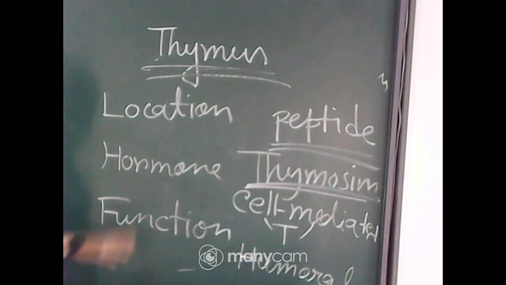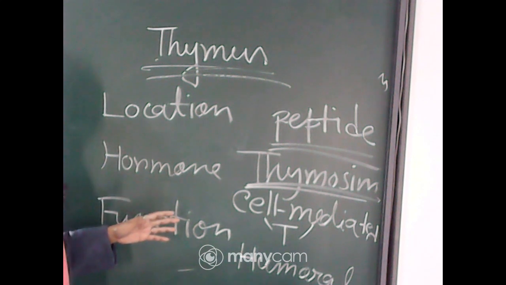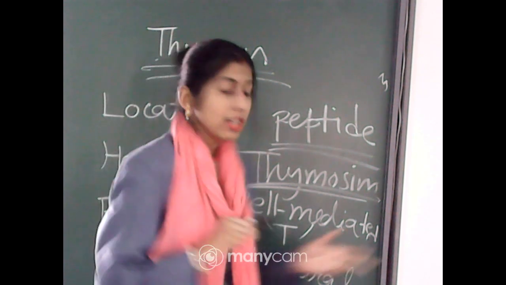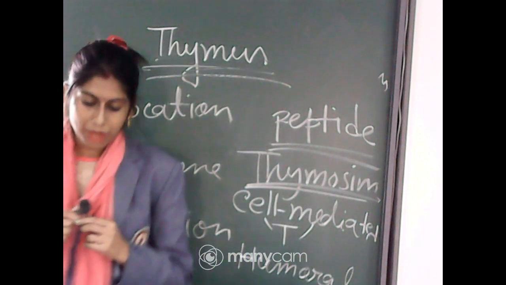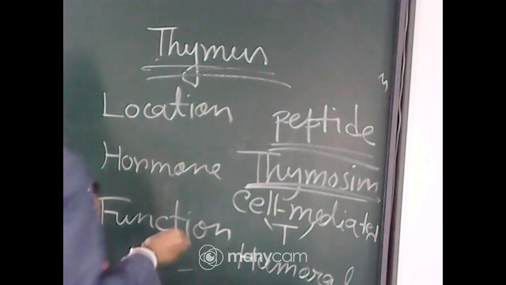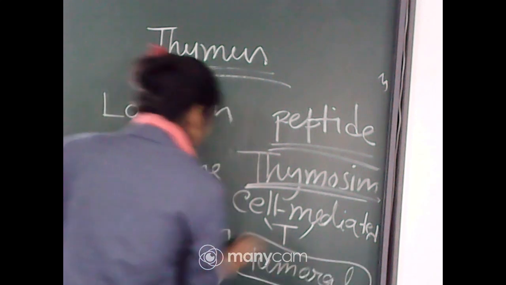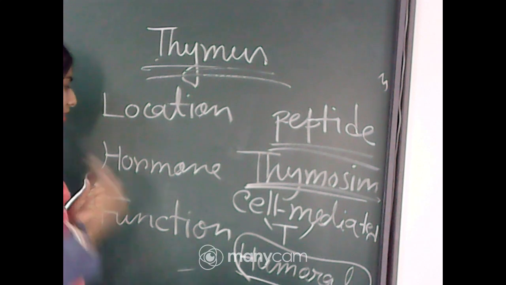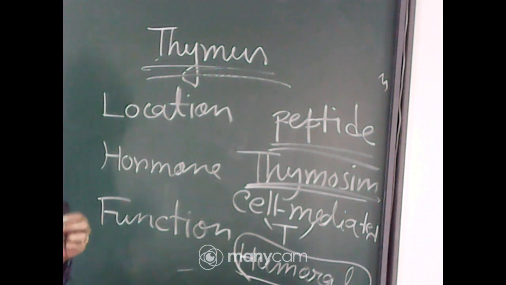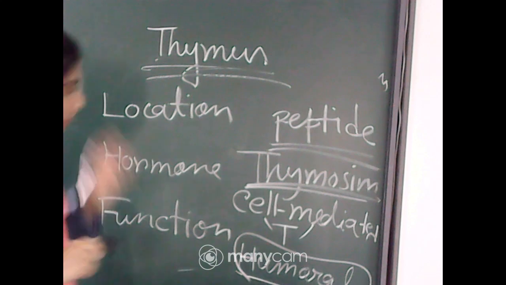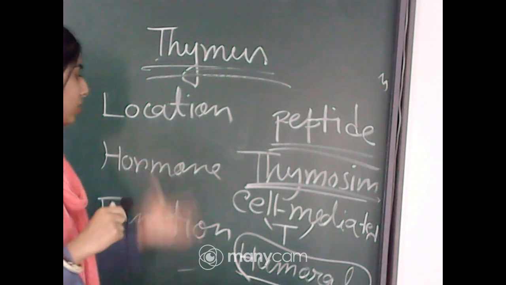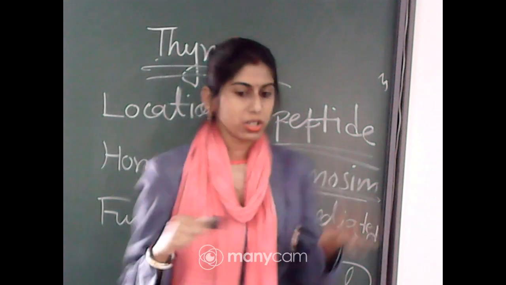Okay, and in addition, thymosin also promotes the production of antibodies to provide another type of immunity, which is called humoral immunity. Okay, so when it is related to the antibody, it will come under humoral immunity. This is the way by which thymosin plays the main role in maintaining the immunity in our body.